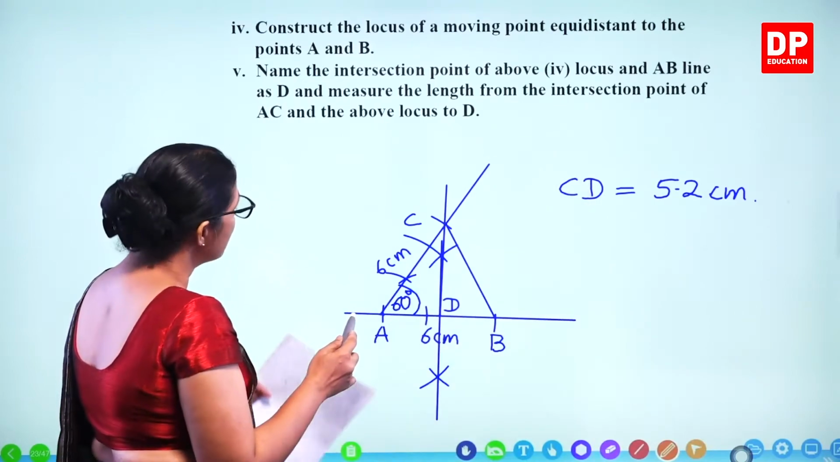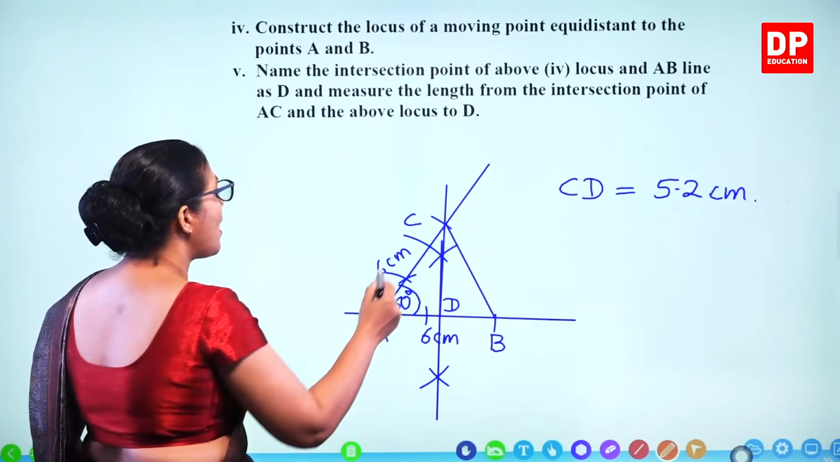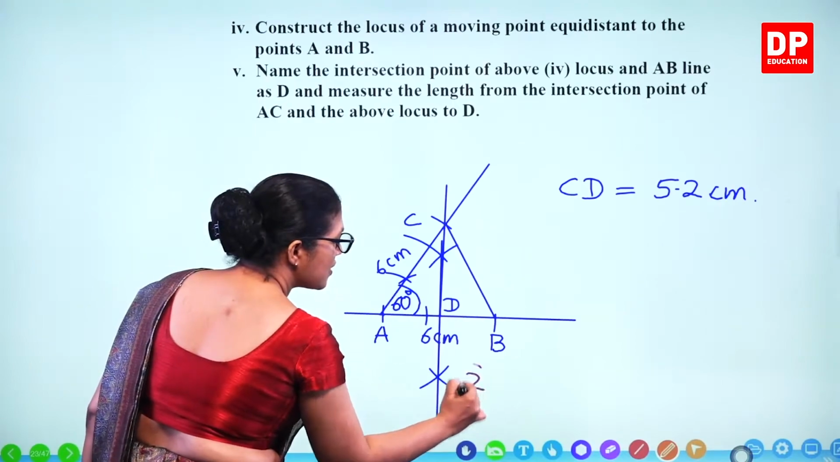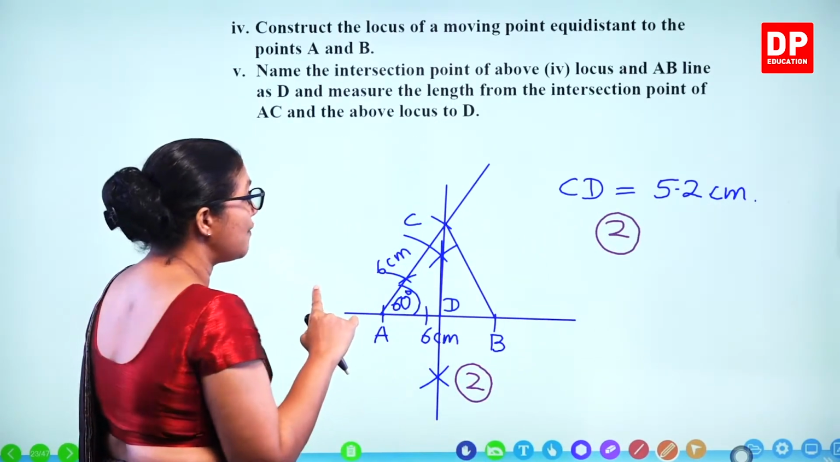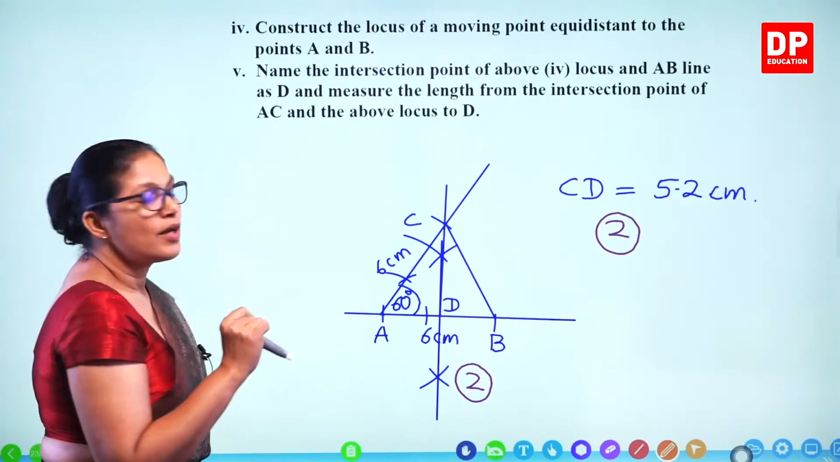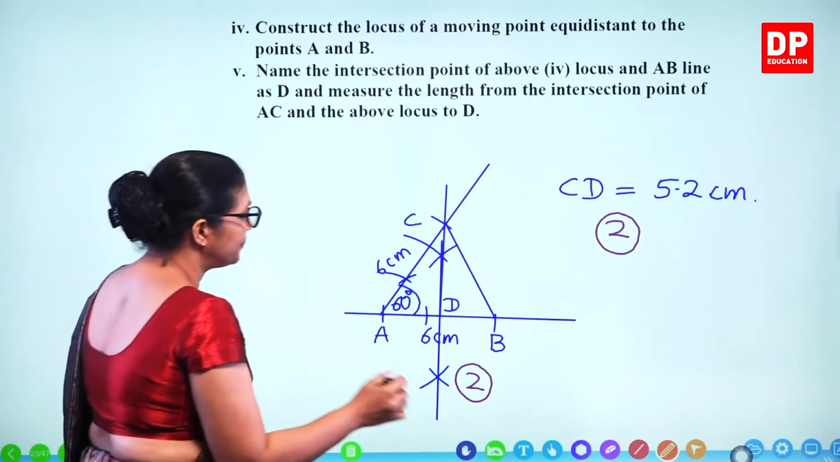So how many marks for these two steps according to the marking scheme? Perpendicular bisector 2 marks and this one 2 marks. So earlier we gave 6 and these 4, 10 marks for this question.